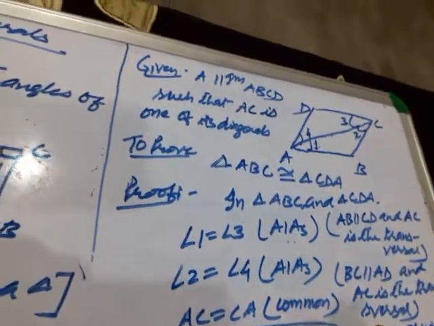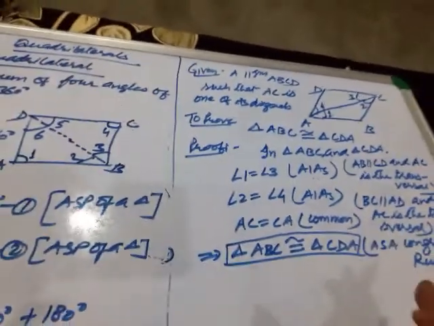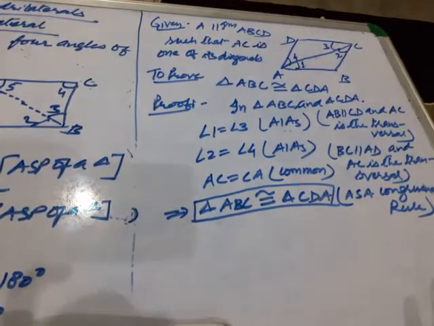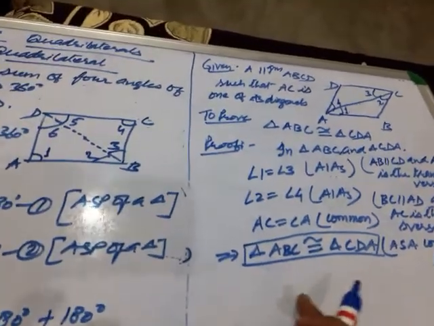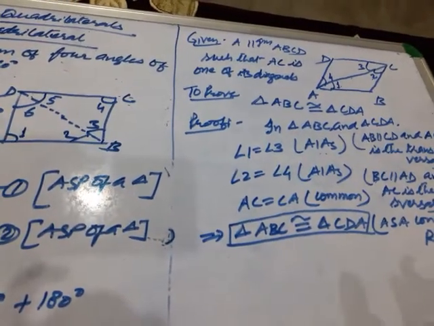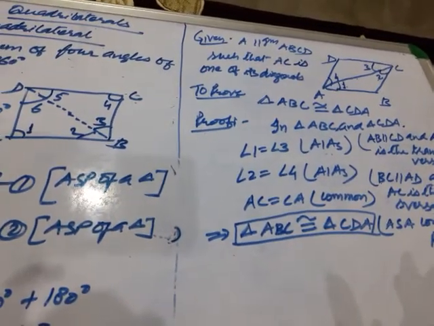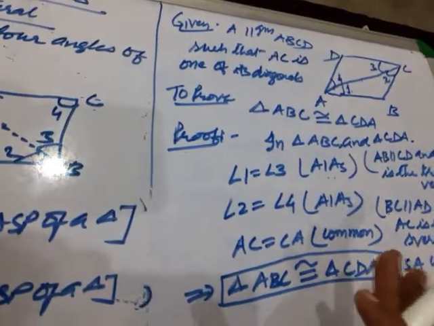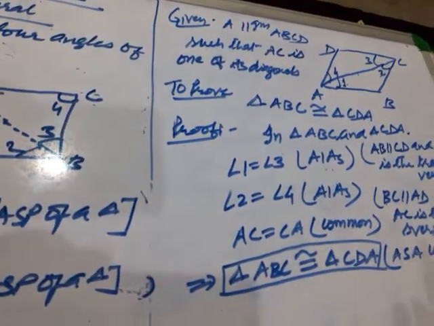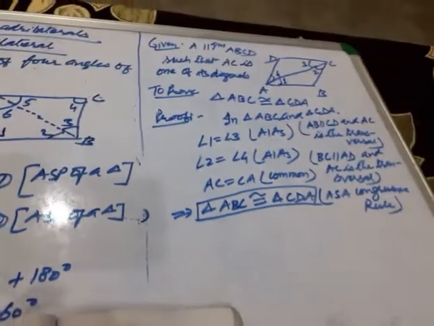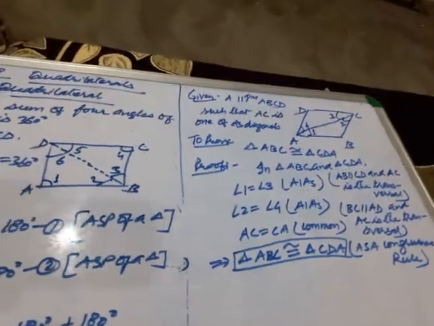So children, you have seen that a diagonal divides a quadrilateral, a parallelogram, into two congruent triangles. Let us reiterate the statement: a diagonal of a parallelogram divides it into two congruent triangles. Here you have seen this parallelogram ABCD has been divided into two congruent triangles, triangle ABC and triangle CDA. So one important theorem that we have proved.